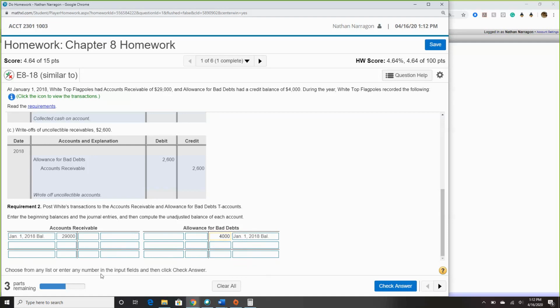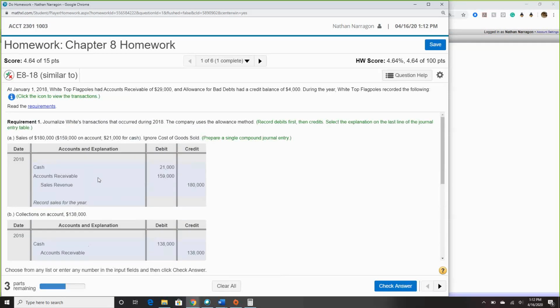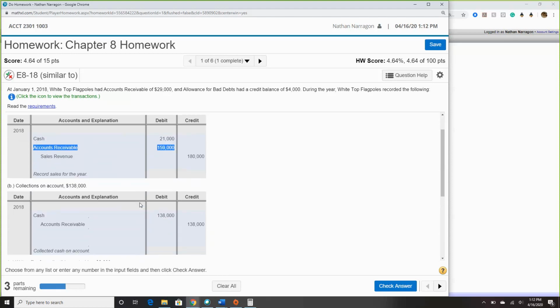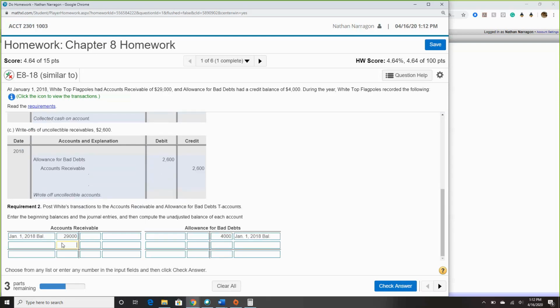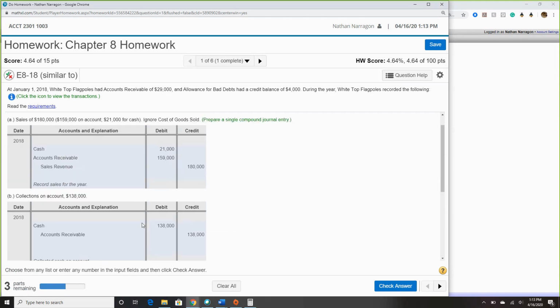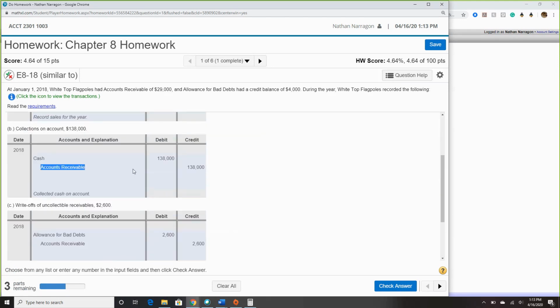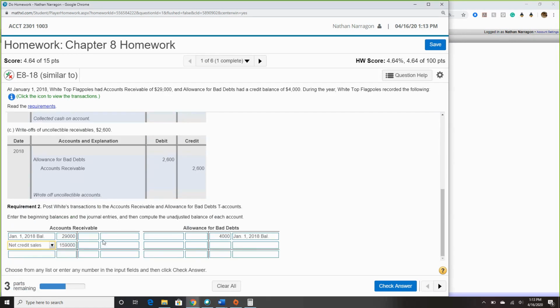Okay. Since we're in this truncated space, we have to basically go line by line, use the blanks that we can. And that's mostly due to the accounts receivable. So here, we have additional credit sales. Our debit, sales, credit sales, that's a debit of $159,000. So that's net credit sales. Next journal entry, we have collections. So they get credited 138.